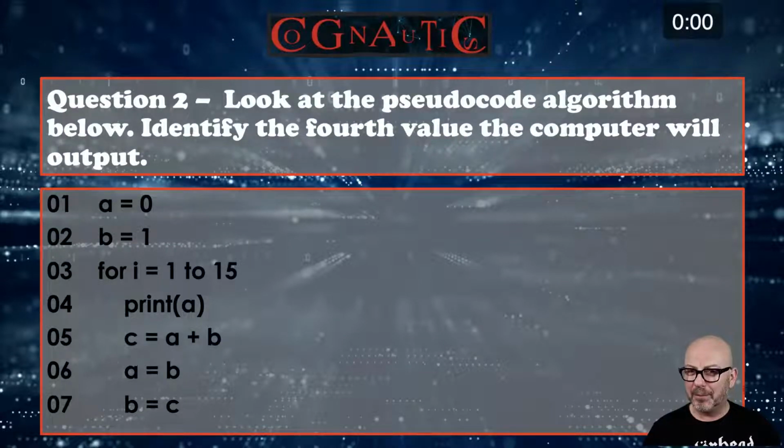This is harder. Well, it's not harder, but there's more work to getting to it. Look at the pseudocode algorithm below. Identify the 4th value, the computable output, the 4th value. What do we think? What's the 4th value? This time I think I might get a chance to actually have a slurp of my drink. I'll put 20 seconds on the clock. Here we go. What do we think? 4th value. I'll start the clock as well. There we are.